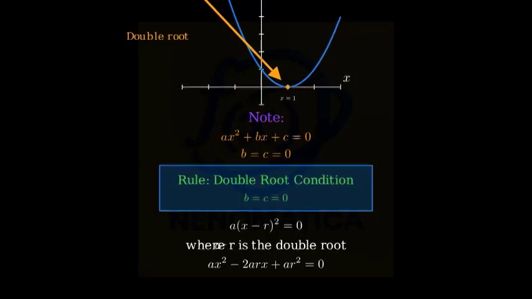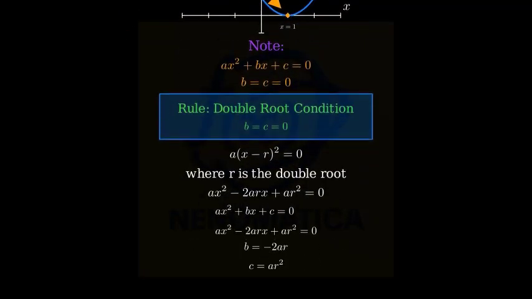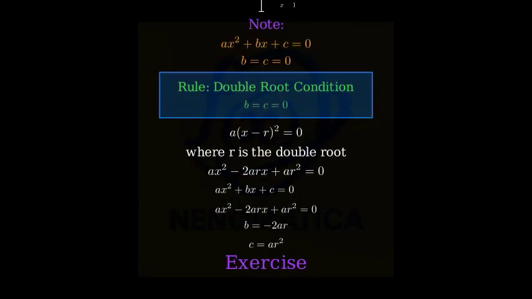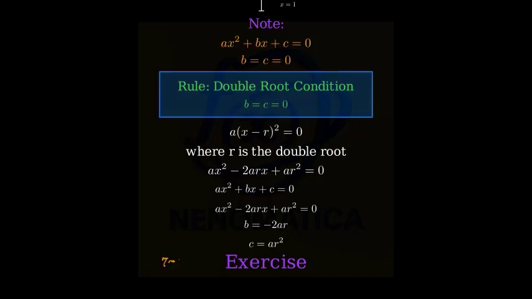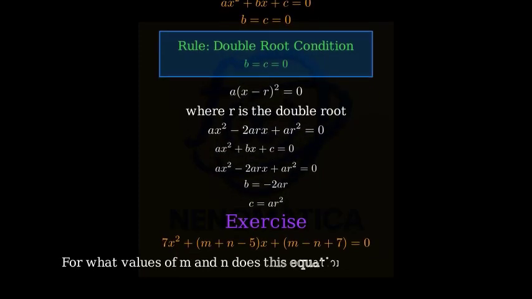If we expand this, we get ax squared minus 2arx plus ar squared equals 0. Now, let's work through an example problem that's similar to the one in our image. Consider the following quadratic equation: 7x squared plus (m plus n minus 5)x plus (m minus n plus 7) equals 0. For what values of m and n does this equation have a double root?